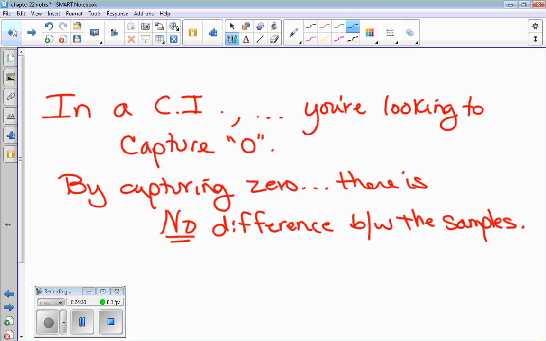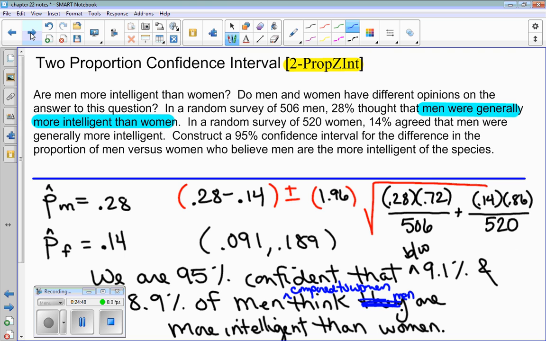Say that again? Yes, sample proportions. That's right. Okay. You ready? Why? Okay.